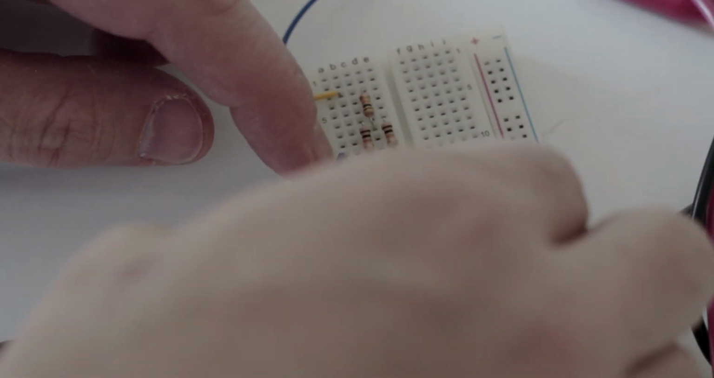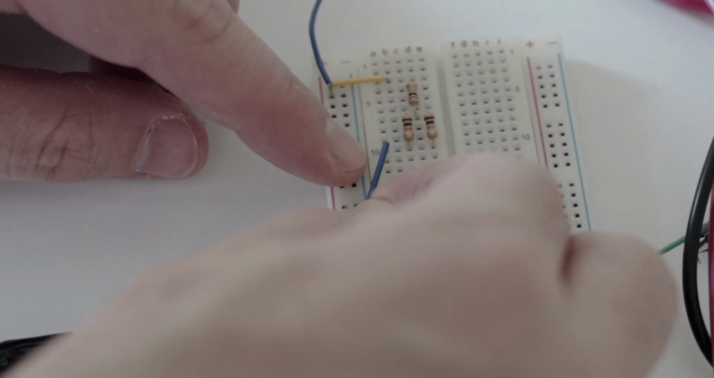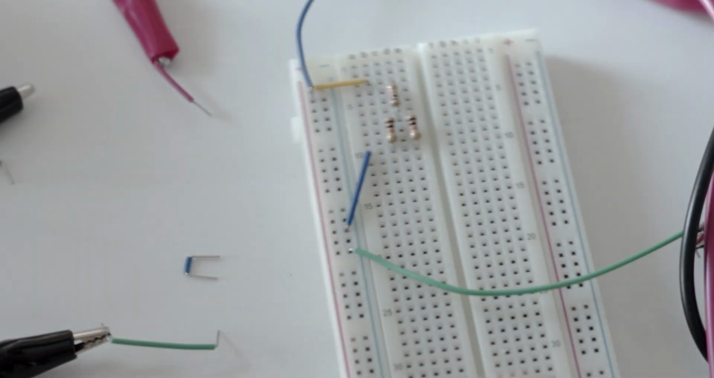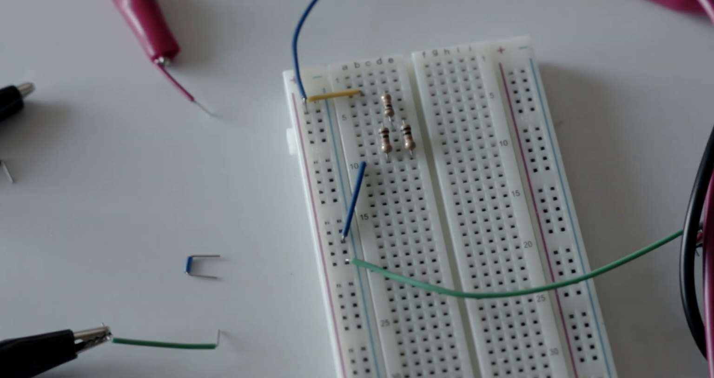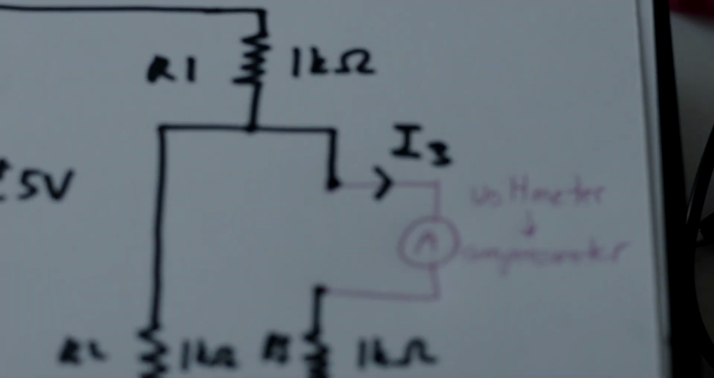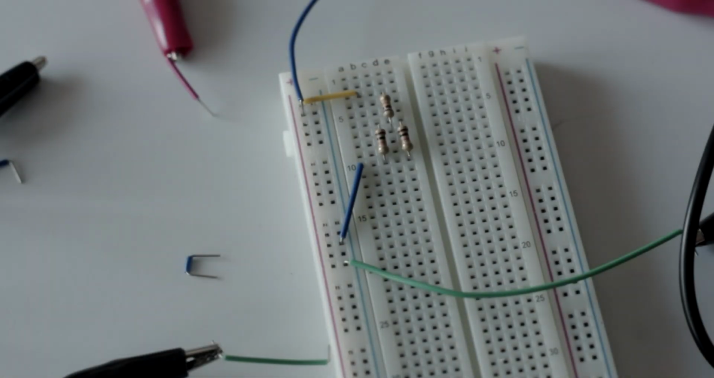My power source is off at the moment, so I can make these modifications without any problems, okay? This is still the same circuit. Now I'd like to take out R3 for the following reason. Remember, I'll need to disconnect the path to R3 so that I can put in my ampere meter. By the way, it's written voltmeter, so voltmeter now will become ampere meter.